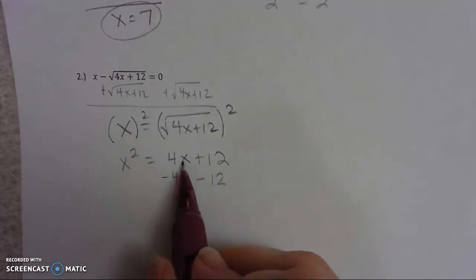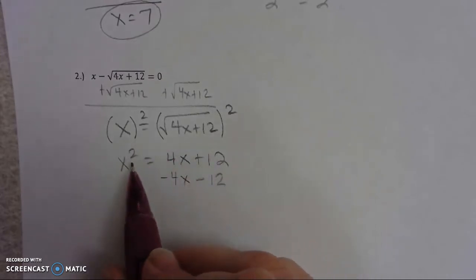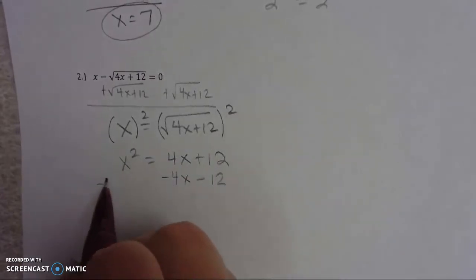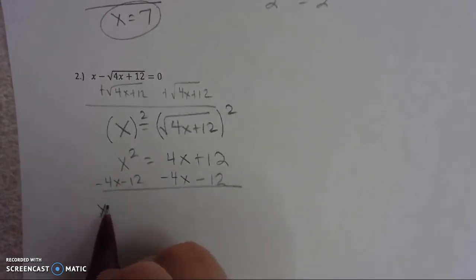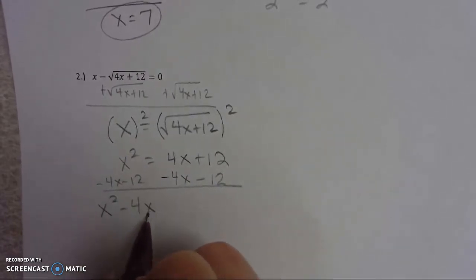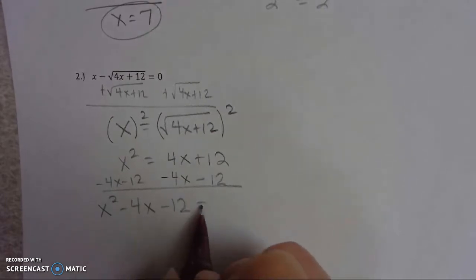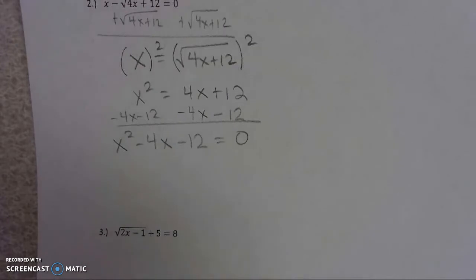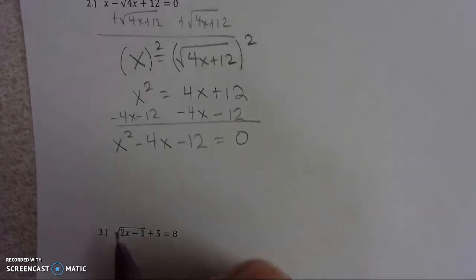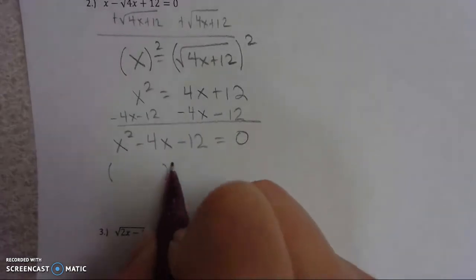So I'm going to move the 4x and the 12 over here with the x squared. So I'm going to subtract it from both sides. So now on the right side, I have x squared minus 4x minus 12 equals 0. And at this point, I can either factor it, quadratic formula, or complete the square. If it will factor, that is the easiest.